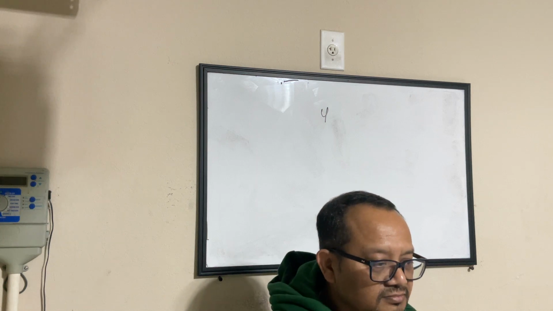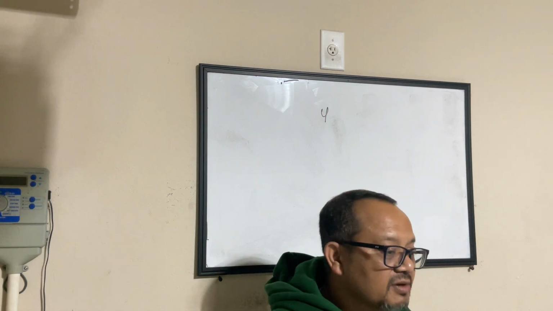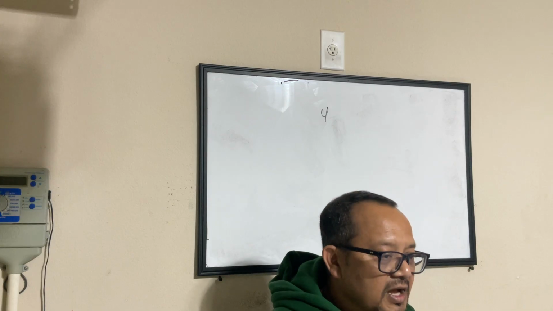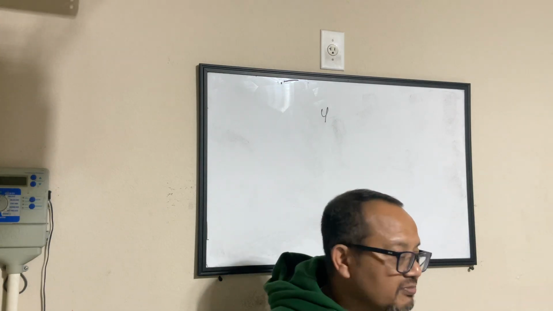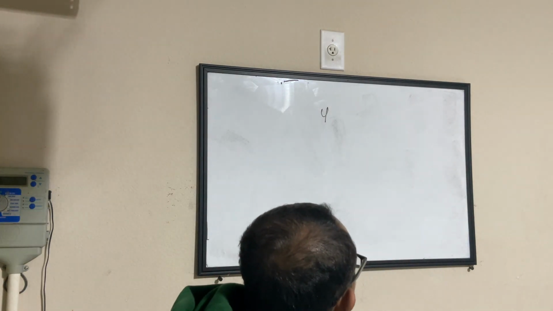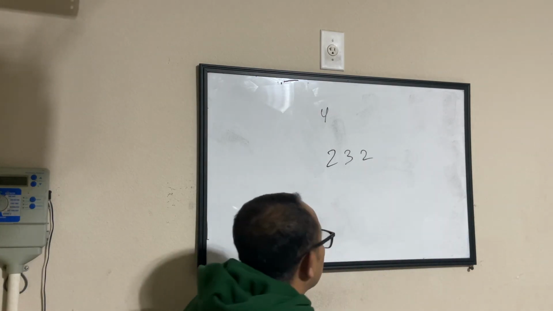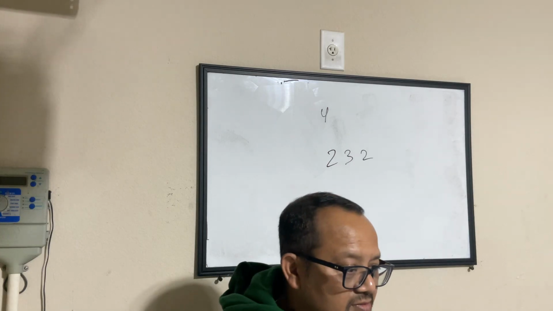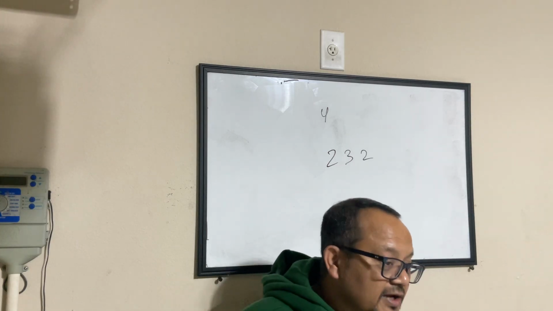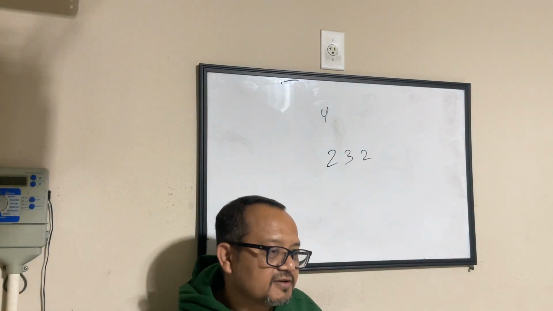It can be divided by 4. How? Which number are you talking about? I said just by looking at a number, how can you figure it out? Let's say I say 232. Can it be divided by 4? How will you find it out without dividing it?